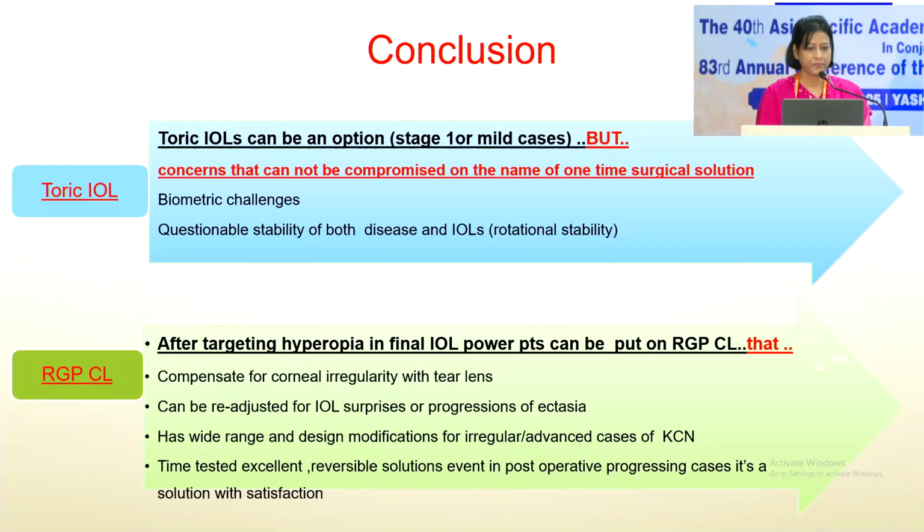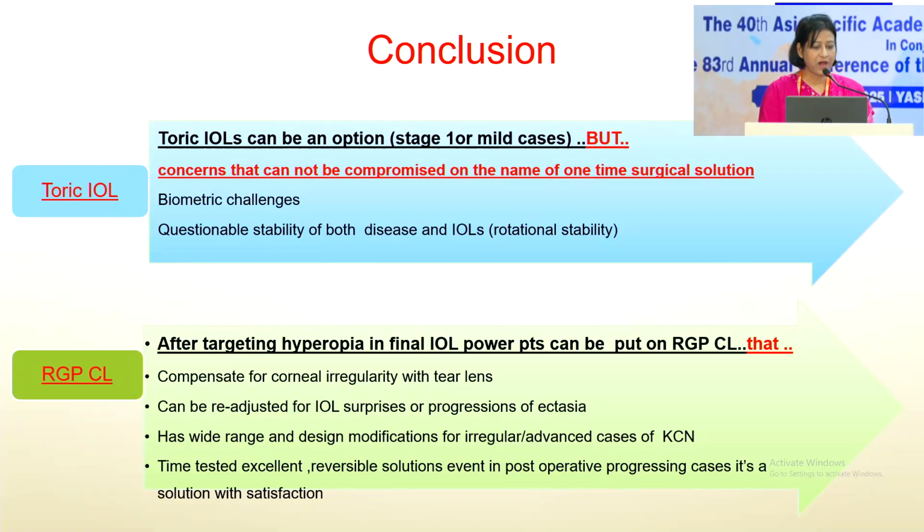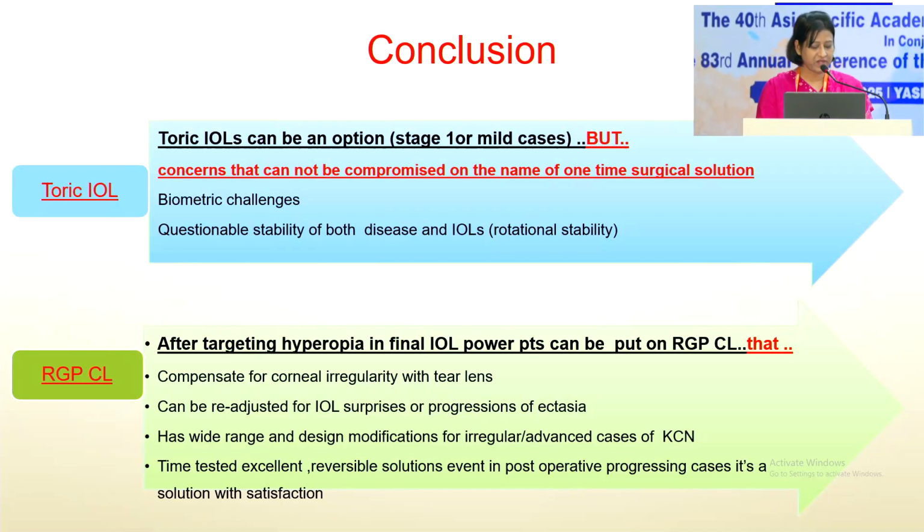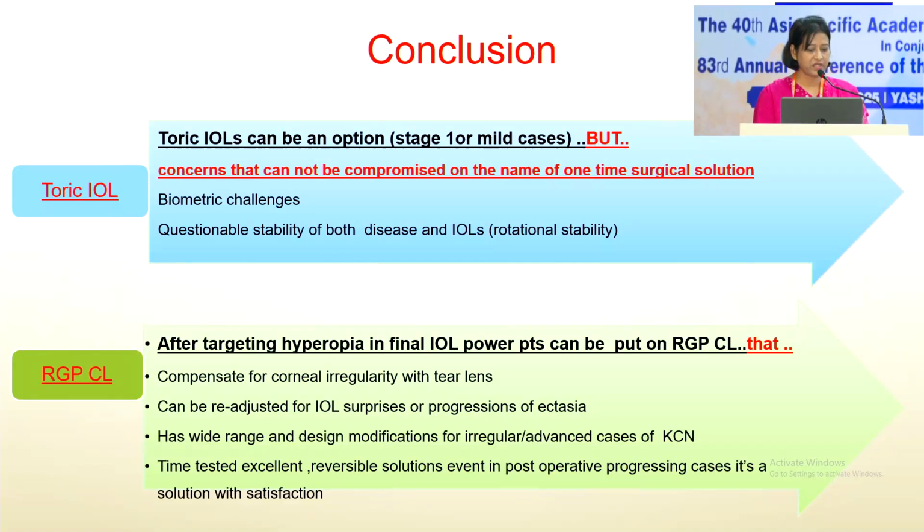which is theoretically high in every keratoconus case. So coming to the conclusion, the toric IOL can be an option in stable or mild cases, but concerns that cannot be compromised in the name of a one-time surgical solution are biometric challenges, questionable stability of disease, and IOL rotation. So I presume that an RGP contact lens can be put on after targeting hyperopia in the final IOL power, because it compensates for corneal irregularity with the tear lens, can be readjusted for IOL surprises or progression of ectasia, and has wider range and design modification for irregular advanced cases of keratoconus. It is a time-tested, excellent reversible solution. Even in post-operative progressive cases, it's a solution with satisfaction.